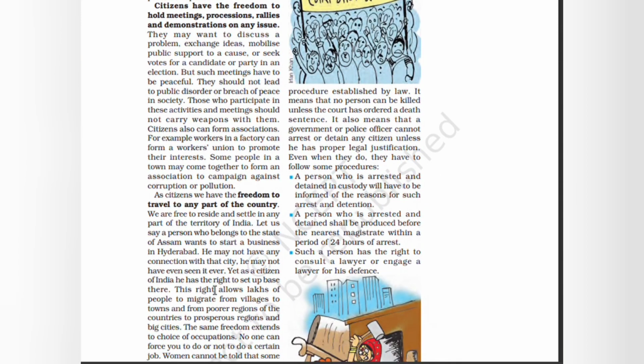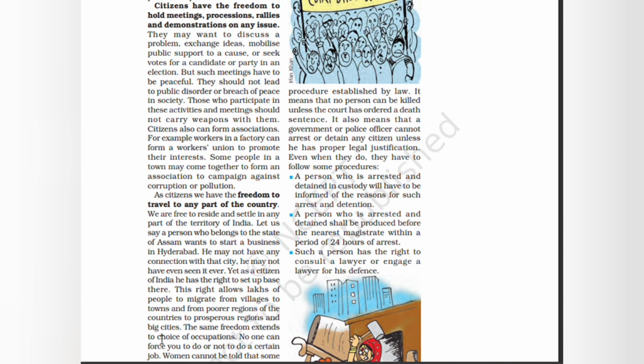As citizens, we have the freedom to travel to any part of the country. We are free to reside and settle in any part of the territory of India. Let us say a person who belongs to the state of Assam wants to start a business in Hyderabad. He may not have any connection with that city. He may not have even seen it ever. Yet, as a citizen of India, he has a right to set up base there.